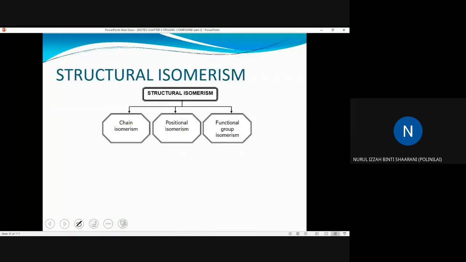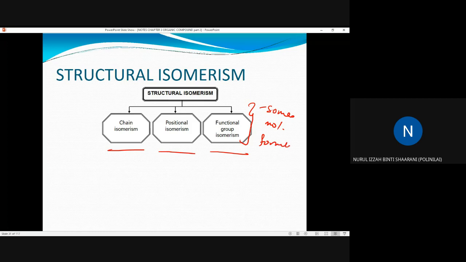Okay, so we have three types of structural isomer. Okay, boleh nampak eh? Saya tukar slide. Okay, so chain isomer, positional, functional group isomerism. Okay, so ni adalah tiga jenis isomer untuk structural isomer lah. Di mana all these three types of isomer ni, dia ada same molecular formula, but different in structural formula. Okay, so that is what is meant by structural isomerism lah.